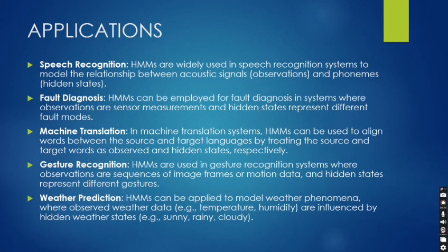Machine translation. In machine translation systems, HMMs can be used to align words between the source and target languages by treating the source and target words as observed and hidden states respectively. Gesture recognition. HMMs are used in gesture recognition systems where observations are sequences of image frames or motion data and hidden states represent different gestures. Weather prediction. HMMs can be applied to model weather phenomena where observed weather data, for example temperature, humidity, are influenced by hidden weather states, for example sunny, rainy, cloudy.